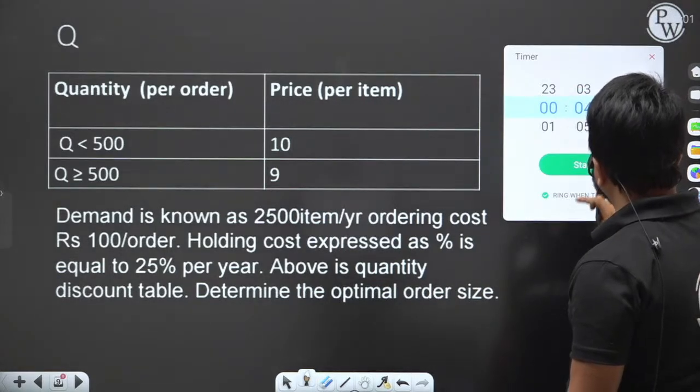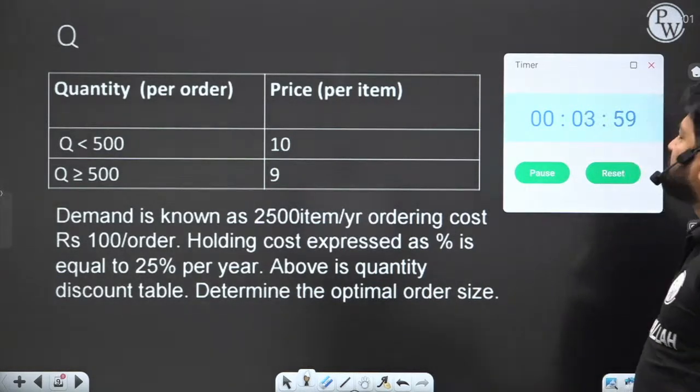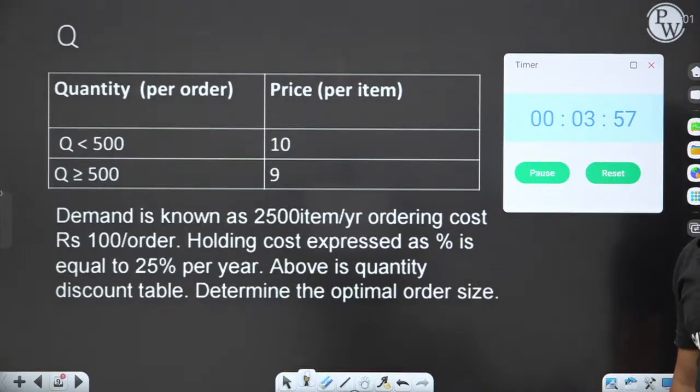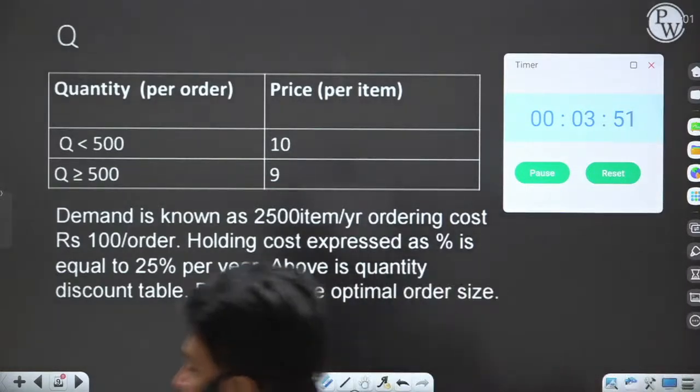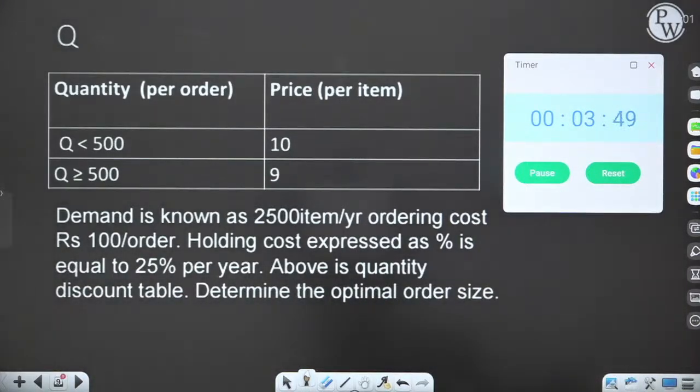Four minutes is sufficient for this question. Please solve. Four minutes is sufficient for this question.